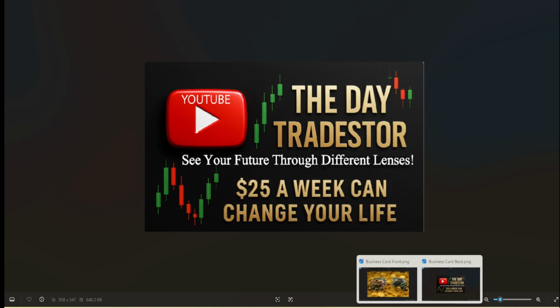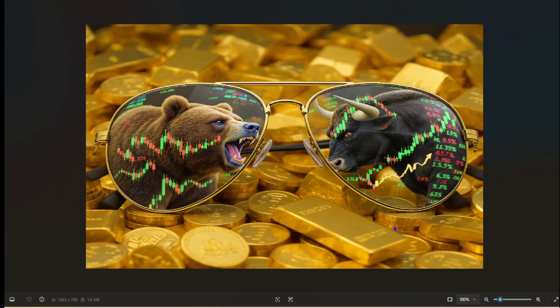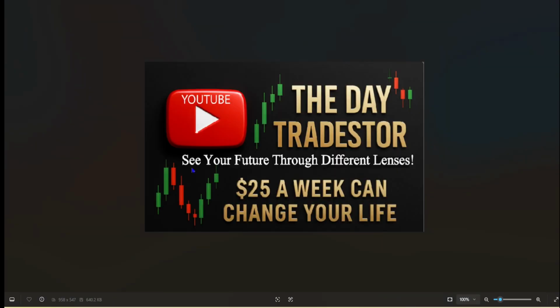So if we go back to the glasses, these are clear. Everybody can tell these are a pair of glasses. It's easy to see. See your future through different lenses.